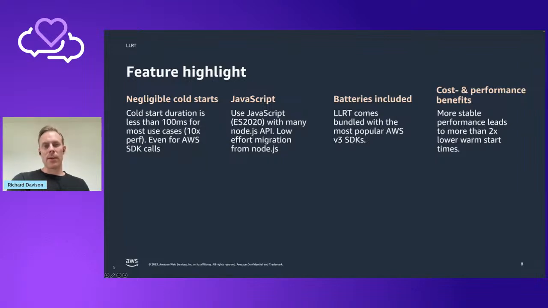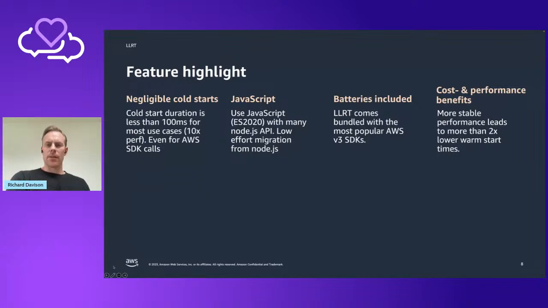And we want it to be a sort of low effort migration from Node.js. Obviously, this depends on what APIs you're using, but for simpler Lambda functions where you have a lot of integration code, it's quite simple to migrate to LLRT or support LLRT. It comes with batteries included. So the LLRT binary and executable comes bundled with the most popular AWS V3 SDKs for JavaScript.